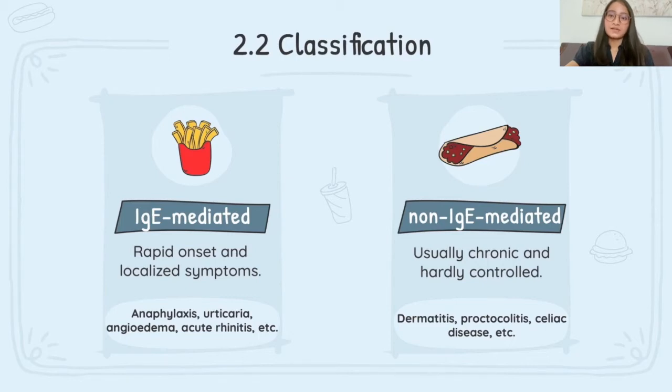IgE-mediated food allergic reactions have a rapid onset, with clinical symptoms appearing within minutes to hours after ingestion of the food. Symptoms may be present and localized. Some examples of disease are anaphylaxis, urticaria, angioedema, oral allergy syndrome, acute rhinitis, and acute asthma.